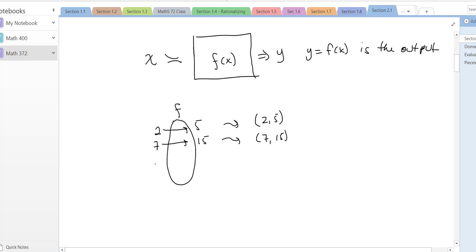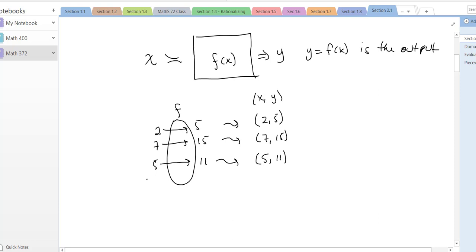So let's try another one. Say 5 goes in. Can you guess what's going to come out based on the first two outputs? So 2 went in, 5 came out. 7 went in, 15 came out. Now 5 goes in, and if you guessed it, yes, 11 comes out. And so this is the point (5, 11), right? This is again your x and your y coordinate.